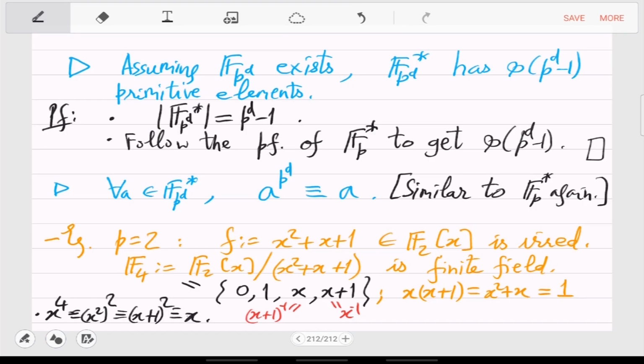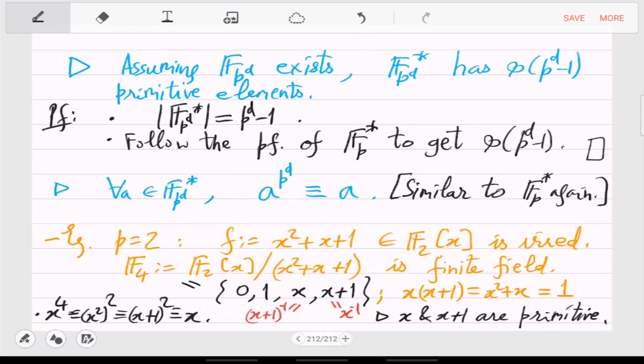So it should have phi of 2 square minus 1, right, which is phi of 3 many primitive elements. There should be 2 primitive elements. So those two are, it's anybody's guess, they have to be x and x plus 1. So x and x plus 1 are primitive. Right, this you can check.